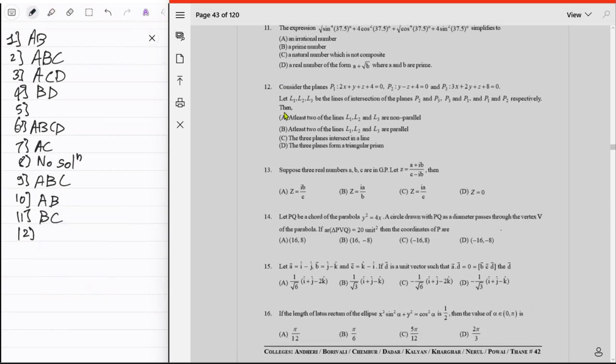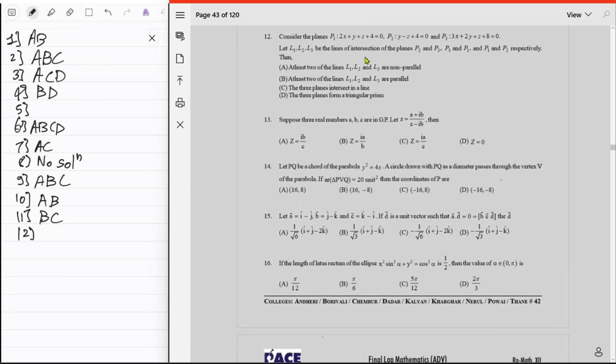Well, please consider the planes. Okay, three planes are given. L1, L2, L3 are the lines of intersection of pairs of planes. Okay, fine. P2, P3, then right. So opposite, fine. Then at least two of the lines L1, L2, L3 are non-parallel. At least two of these.